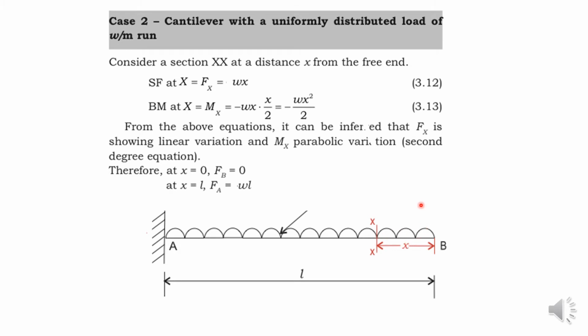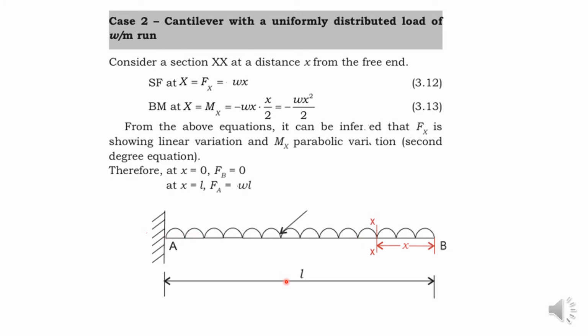Then how will you convert this UDL into a point load? By multiplying the intensity into the distance over which it is acting. So W into H is the equivalent point load. So you can mark the shear force at H as positive W into H since it is acting downwards. Okay. Then what will be the value of shear force at B? So bring this section line to this point B, that means H is equal to 0. So W into H, that is W into 0, is equal to 0 kilonewton, the value of shear force at B. Now we have to find out the value of shear force at A.